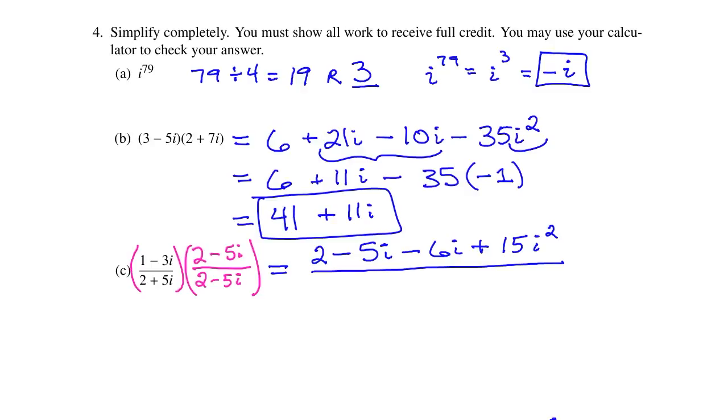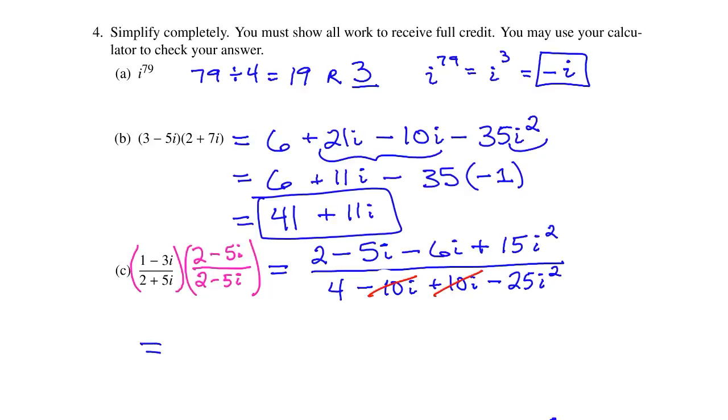For the bottom, 2 times 2 is 4. 2 times negative 5i is negative 10i. 5i times 2 is positive 10i. And then positive 5i times negative 5i is negative 25i squared. Notice that the i terms in the denominator cancel.